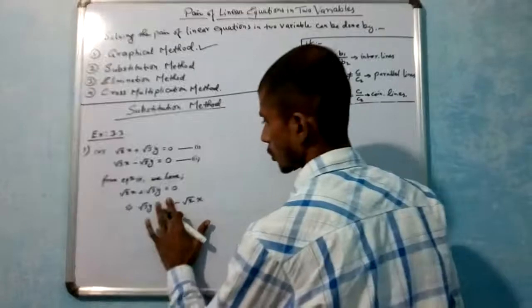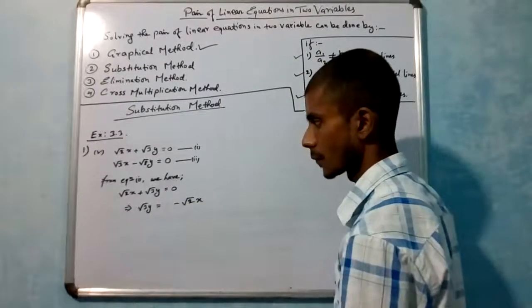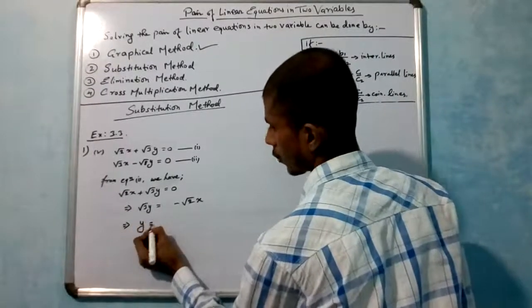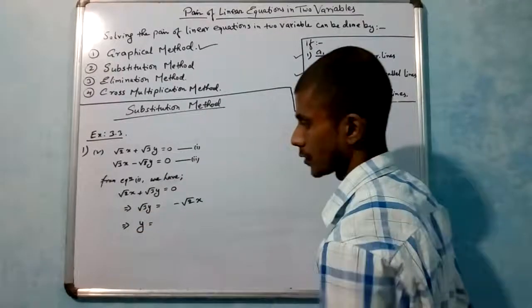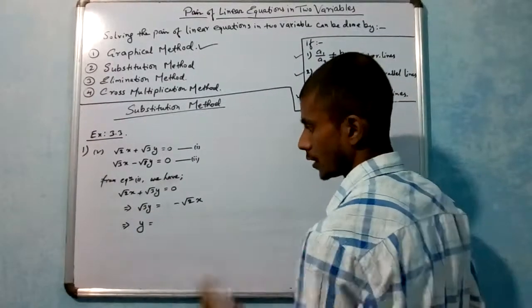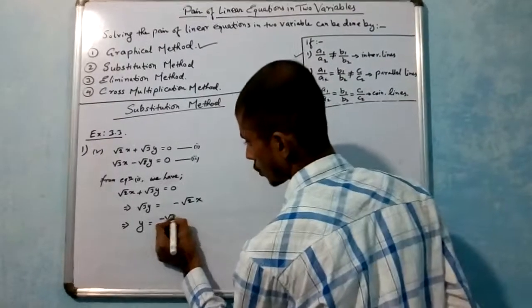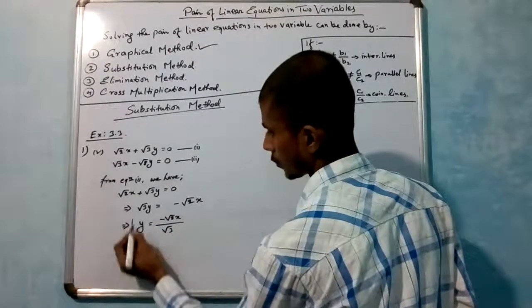So I don't need to show 0 here. Now what do I want? y. With y, root 3 is in multiplication. So when it comes to this side, it will go in division. So we will get minus root 2x by root 3. This is the value we have to substitute.